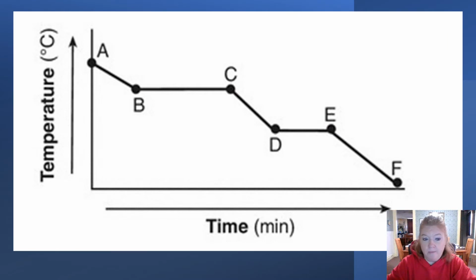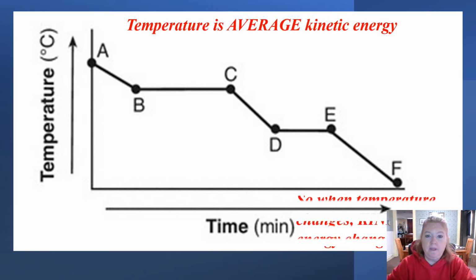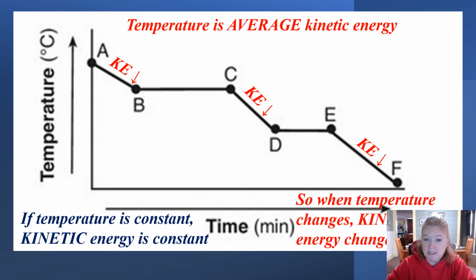All right, let's look at more. Temperature is average kinetic energy. So when the temperature changes, the kinetic energy changes. We have kinetic energy decreasing here because the temperature is decreasing, here because the temperature is decreasing, and here because the temperature is decreasing. If the temperature is constant, the kinetic energy is constant. So we have kinetic energy constant here and here because there is no change in temperature.